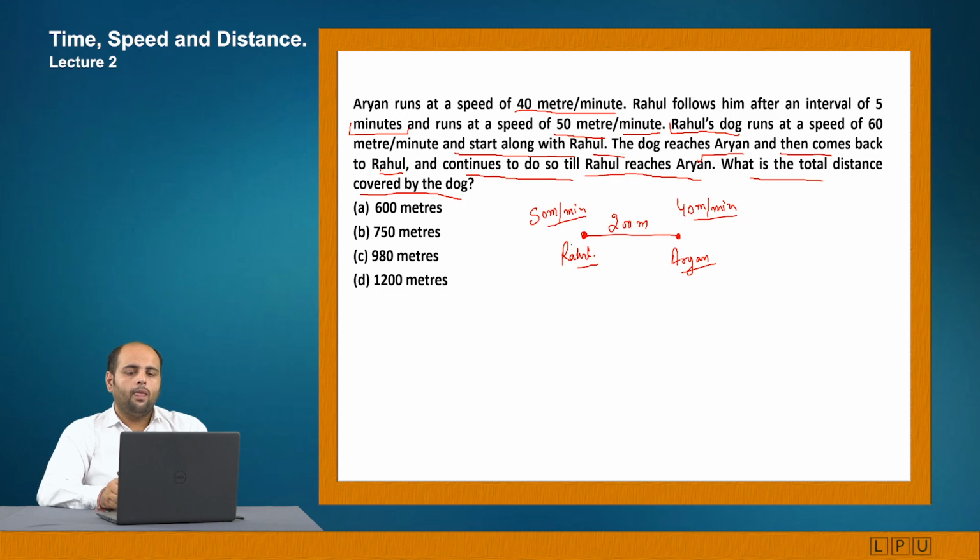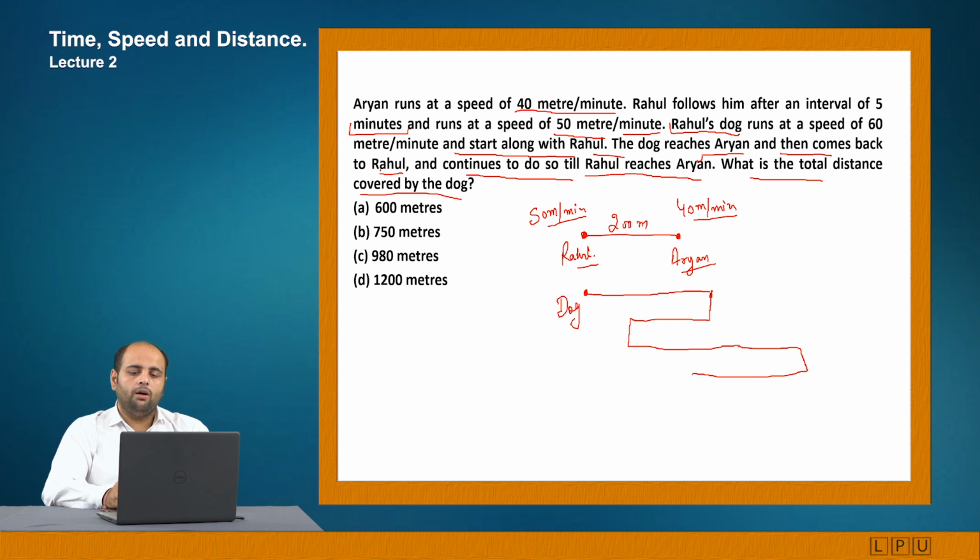Now there is one other thing, that is a dog, Rahul's dog. So this is the dog. The dog starts when Rahul starts, and when the dog reaches Aryan, who will be at some far distance, he meets Aryan and turns back. When he meets Rahul again, he again goes forward. Then when he meets Aryan again, the dog comes back, and when he meets Rahul again, he goes forward.